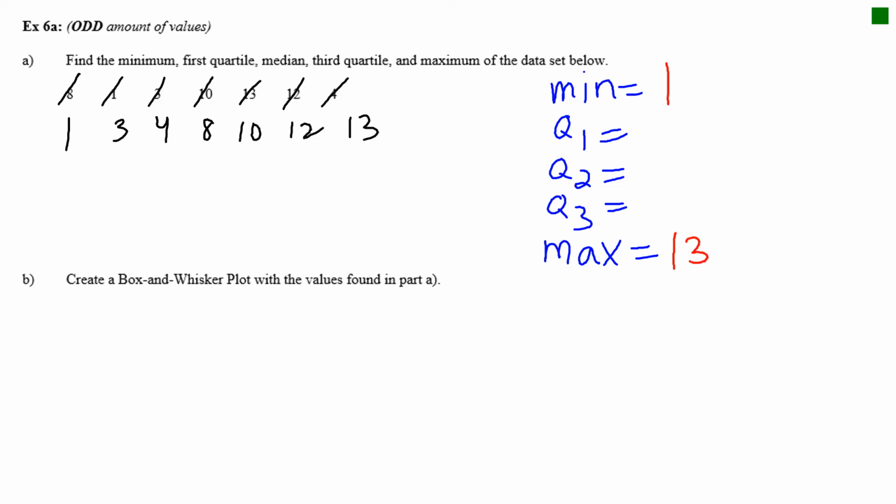Now, Q2 is also known as the median of the entire data set. So that means we're going to have to cross one out from each side until we're left with just 1 in the middle. So cross out 1, cross out 13, cross out 3, cross out 12, cross out 4, cross out 10. And you're going to be left with 8 in the middle. So 8 is going to be our Q2.